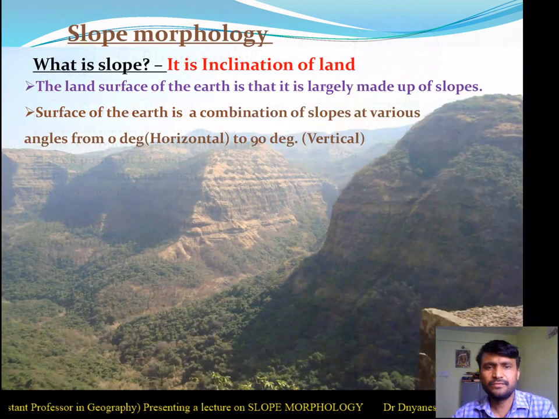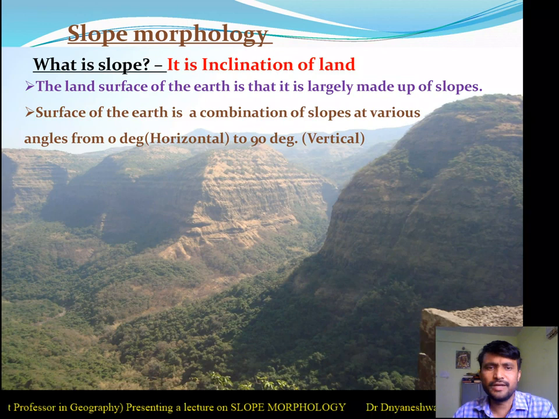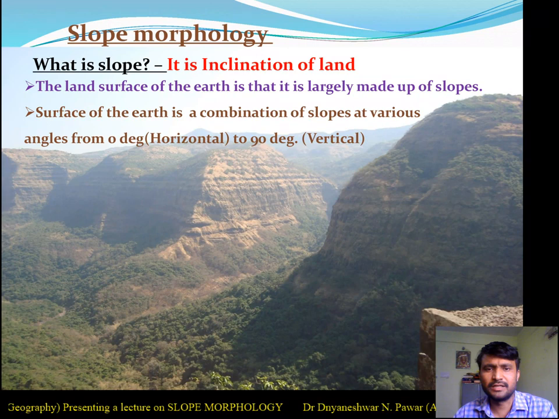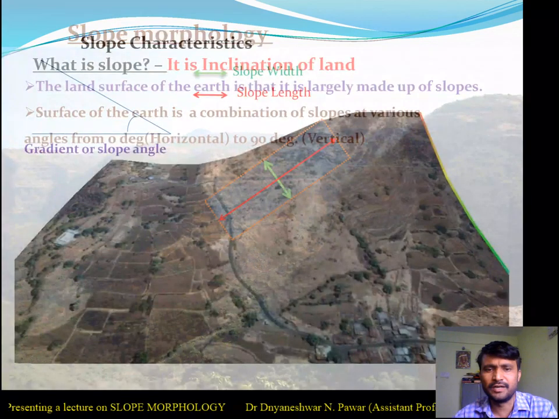What is slope? Slope is nothing but the inclination of land. The land surface of the earth is largely made up of different slopes. The surface of the earth is a combination of slopes varying in angle from 0 degree, that is horizontal flat land, to 90 degree, that is vertical.